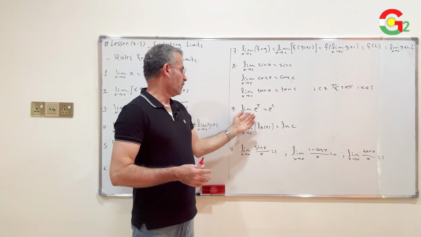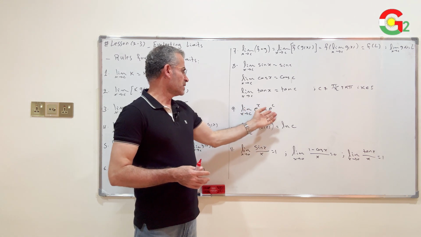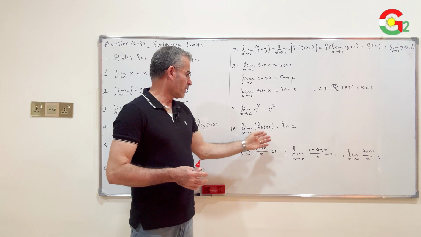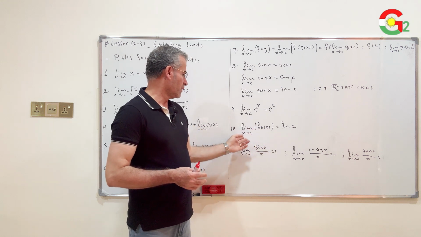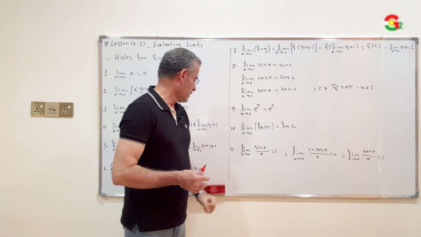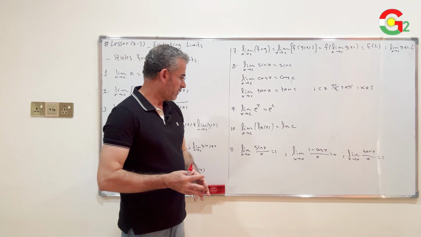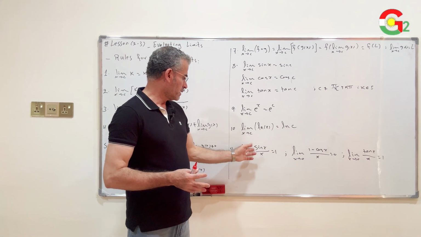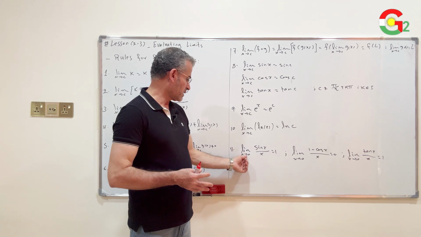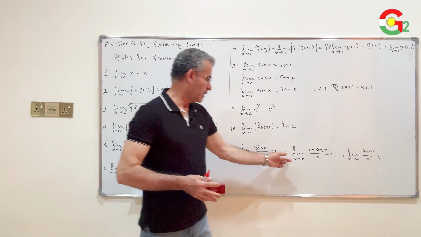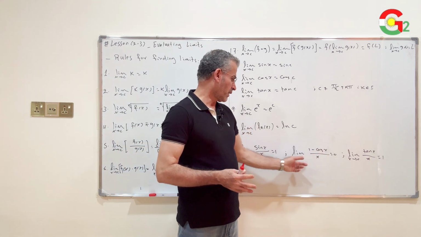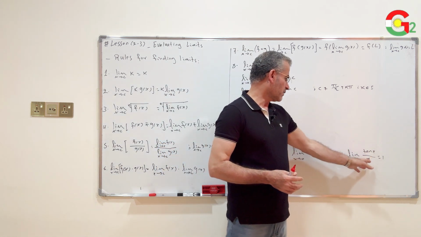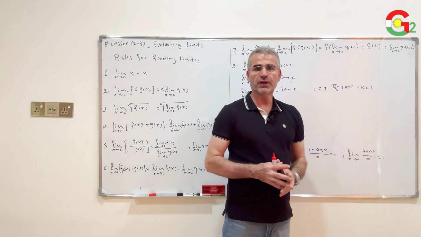Limit of the exponential function e to the x when x approaches c is e to the c. Limit for the logarithmic function ln x when x approaches c is ln c. And number 11, we have three rules for trigonometric functions. Sine x over x when x approaches 0 is 1, limit of 1 minus cosine x over x when x approaches 0 is 0, limit of tan x over x when x approaches 0 is 1.